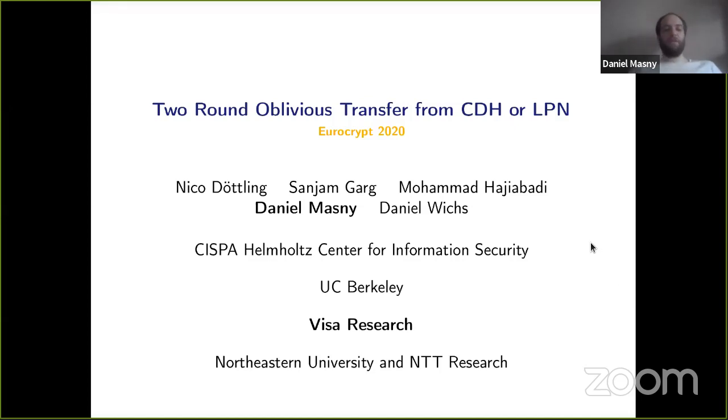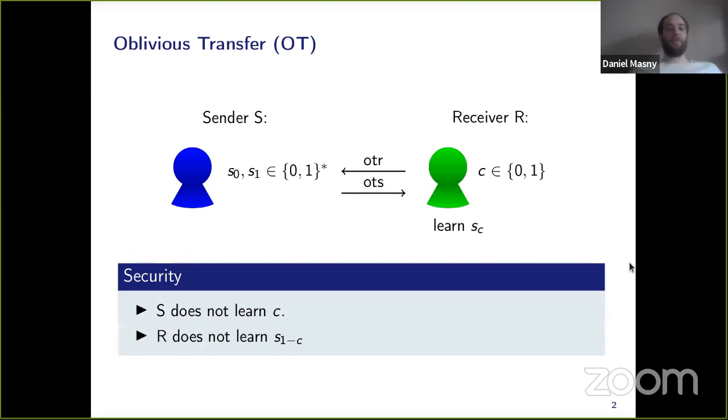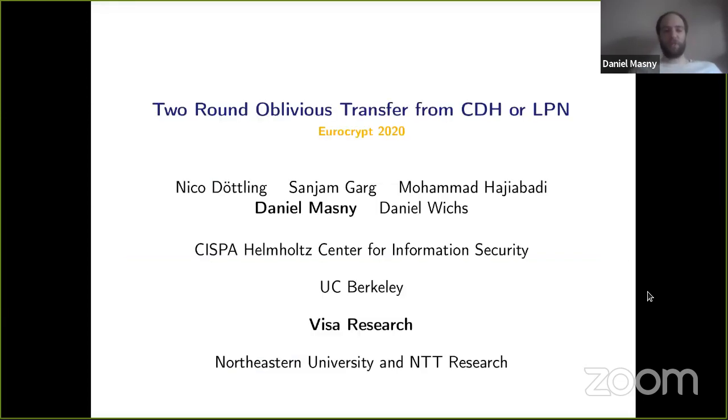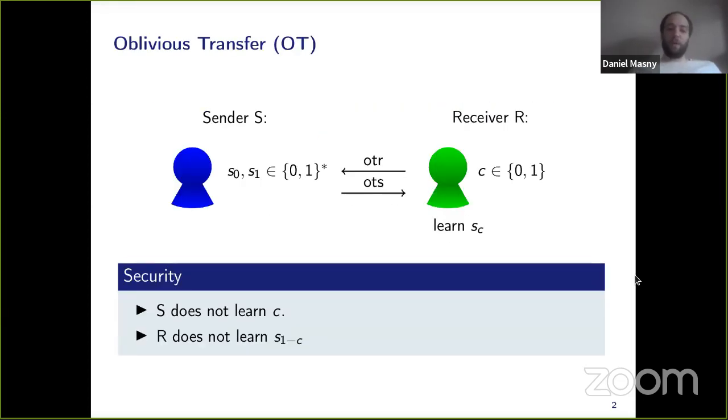So let me give you a short overview. We construct this two-round oblivious transfer. Oblivious transfer is a protocol between the sender and the receiver. I guess most of you are familiar with it. The sender has basically two inputs and the receiver wants to learn one of them.